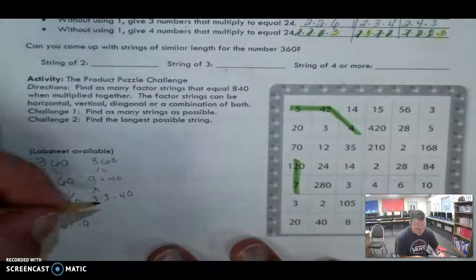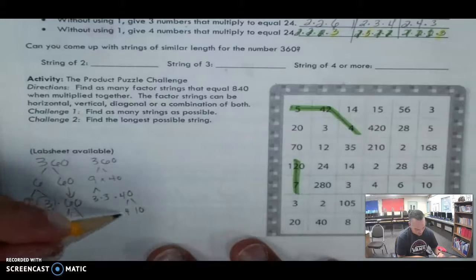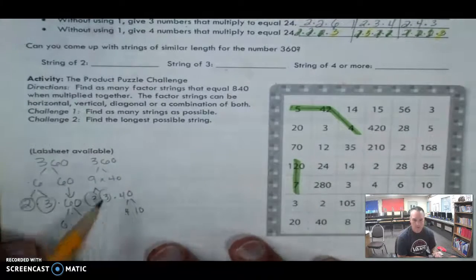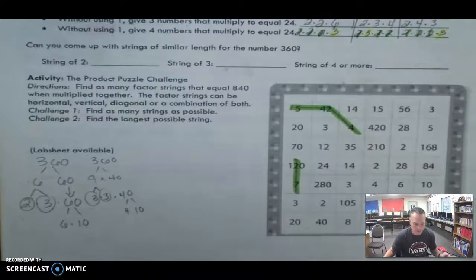Now, if you had the 40 here, it would be, right, 4 times 10. So it would be 3 times 3 times 4 times 10. Of course, 3's are prime. That would be 4. Lots and lots of different ways. So go ahead and write in the one that you want to do. Pause the video and come back when you're done.